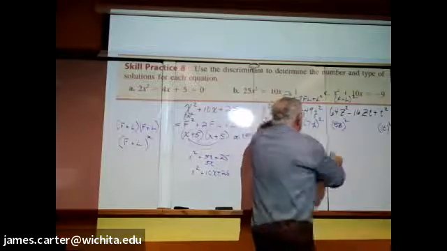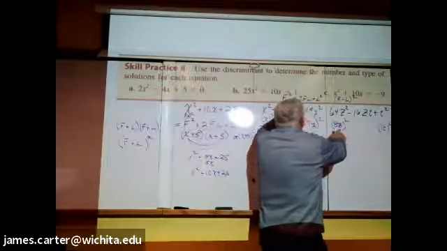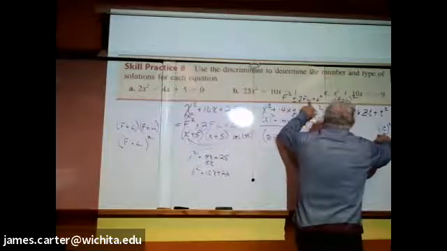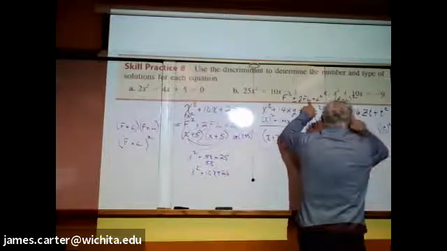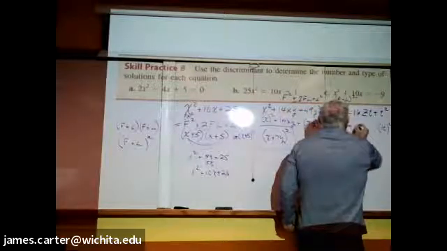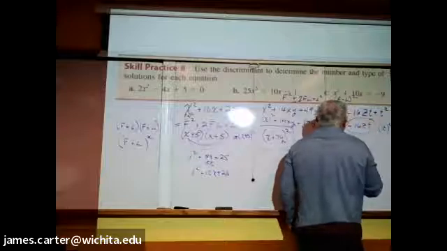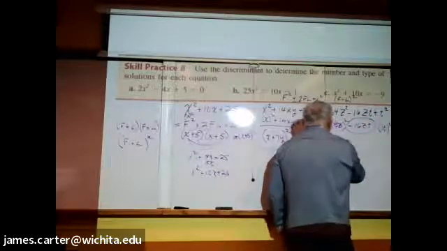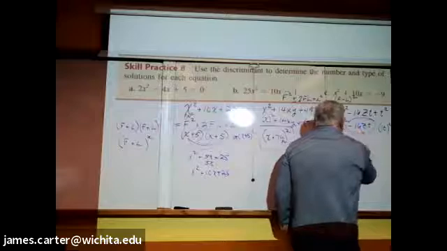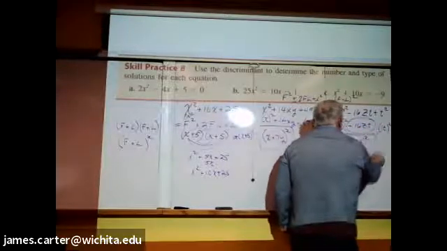Okay, 2 times 8z is 16z times 1t is 16zt. So it checks. So my answer then is 8z minus t quantity squared.